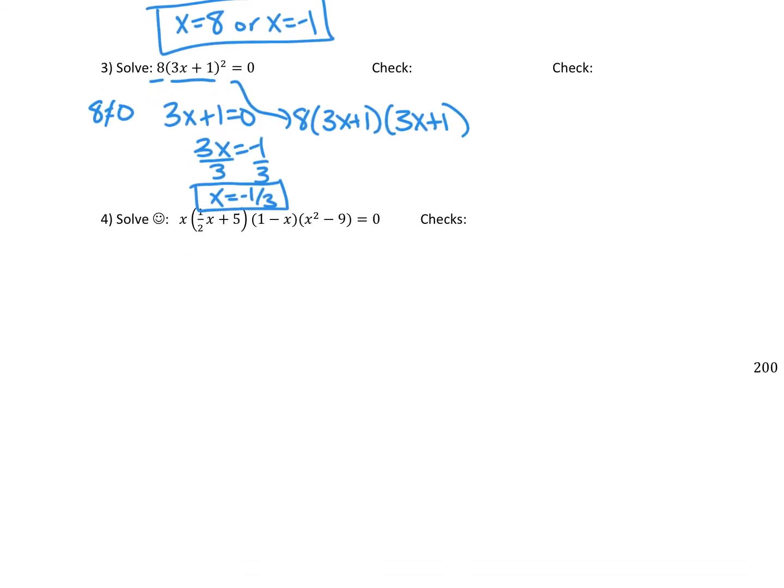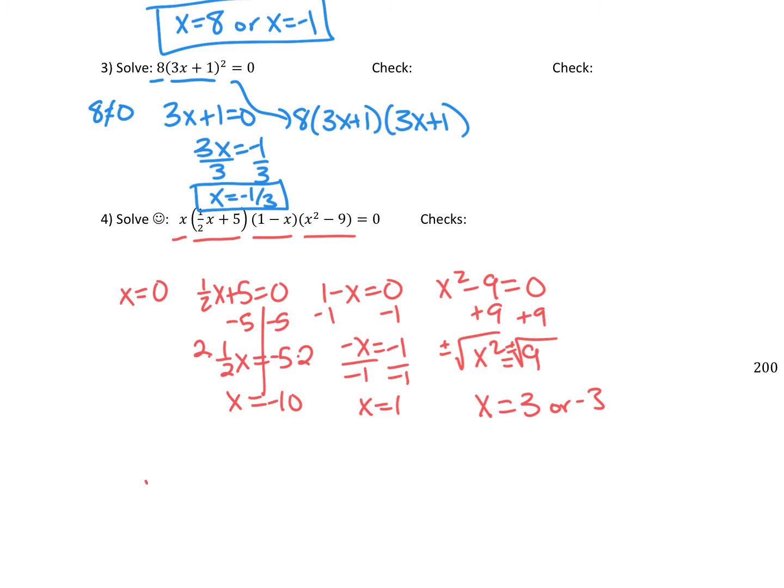Time for our final example. There are a lot of factors here. We have a factor x, 1/2 x plus 5, 1 minus x, and x squared minus 9. So we know that x could equal 0, 1/2 x plus 5 could equal 0, 1 minus x could equal 0, or x squared minus 9 equals 0. Pause the video and try to solve this on your own.